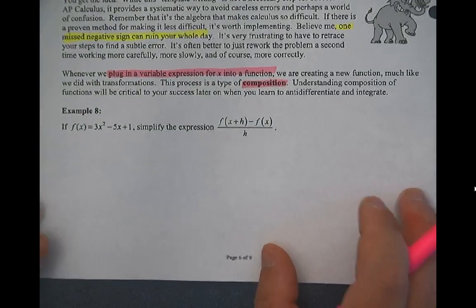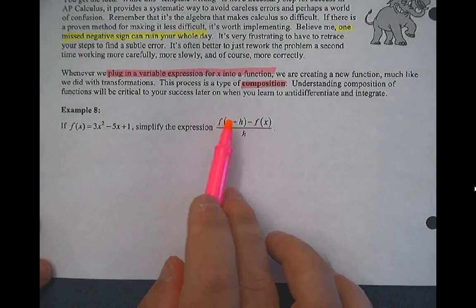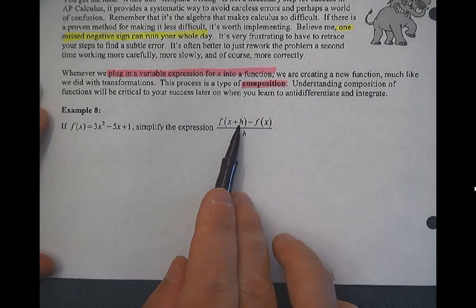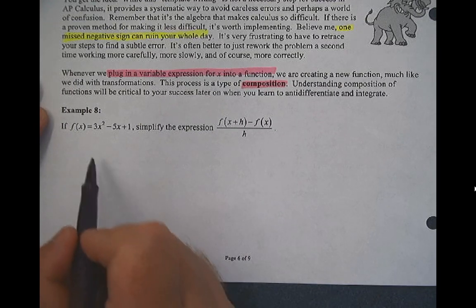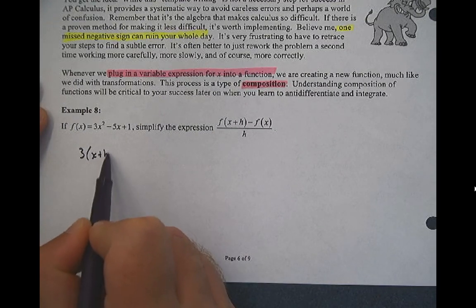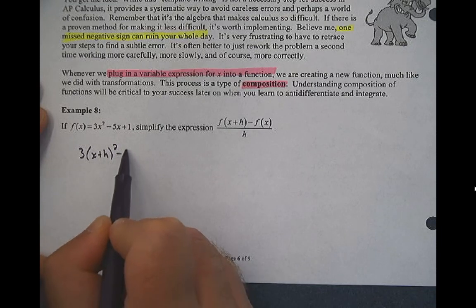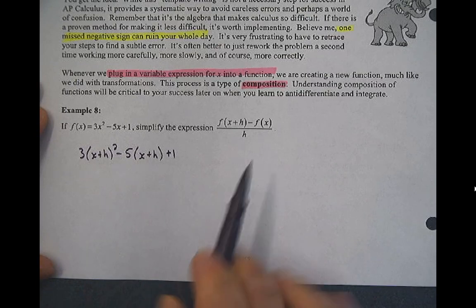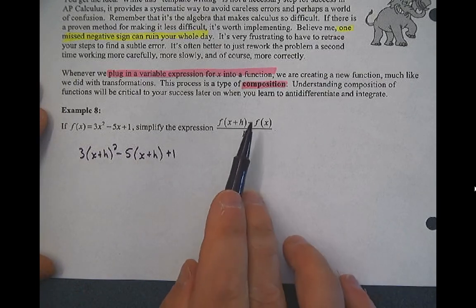Let's try that again. We want to figure out what is f of x plus h minus f of x all over h. So I'm going to start off by plugging in x plus h for my x's. So I would have 3 times the quantity x plus h squared minus 5 times the quantity x plus h plus 1. And then I'm subtracting the function.